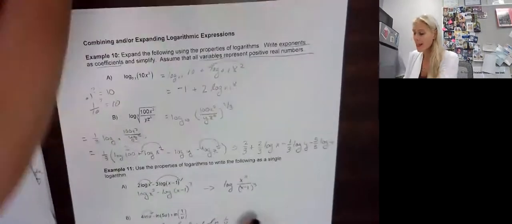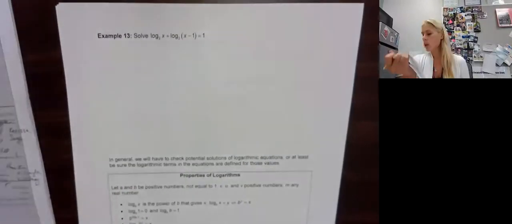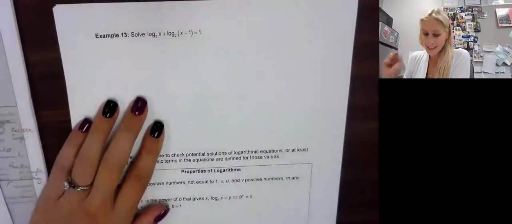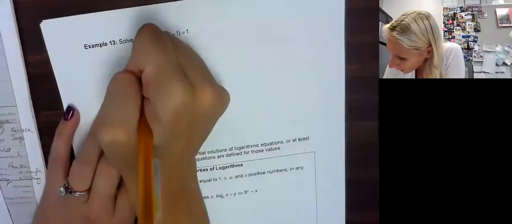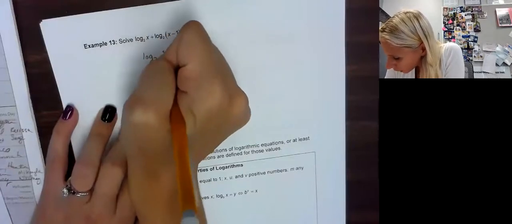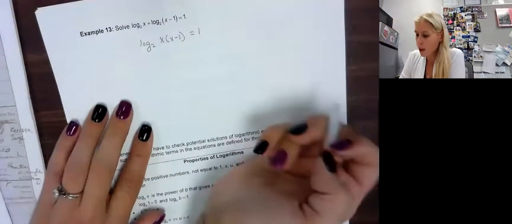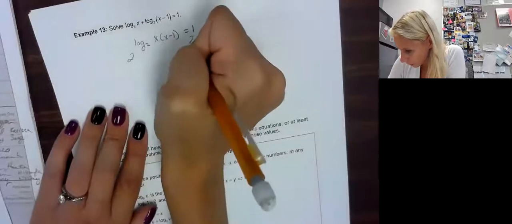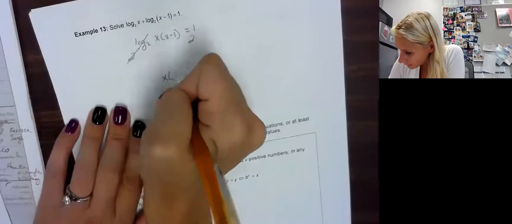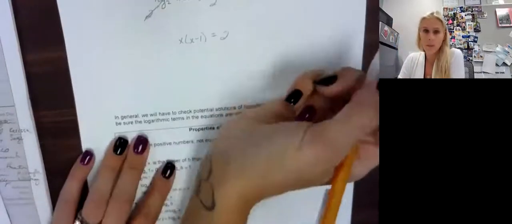Now, the reason why I say that is because there are going to be some circumstances that we come out with 2 answers and one of them works and the other one does not. Hence our next example. Okay, we're going to take the same idea. Okay, so log base 2. Now, addition means multiplication. Okay, how do you get rid of the log base 2? Well, base 2. So those cancel. We have x times x minus 1 equals 2 to the first is 2.